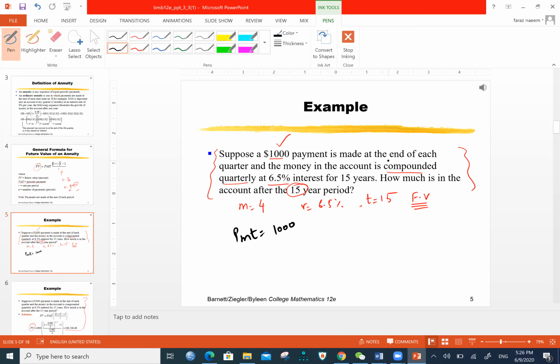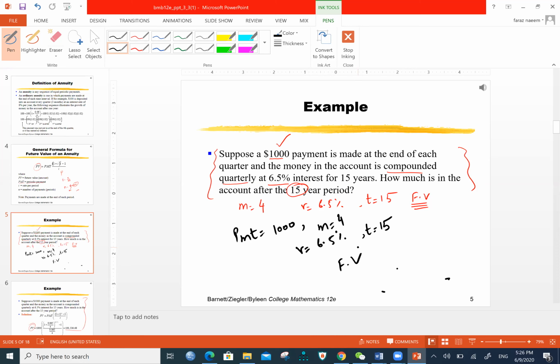And the money in the account is compounded quarterly. Compounded quarterly means we are given M equals 4. At the rate of 6.5%, we are given R equals 6.5%. For 15 years, we are given T equals 15. How much is in the account? We need to find the future value. After 15 years, how much would be in the account? We need to find FV. Is that clear?